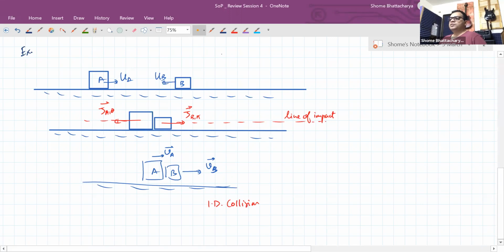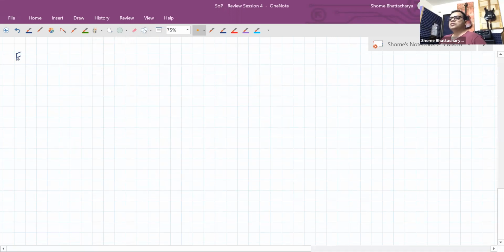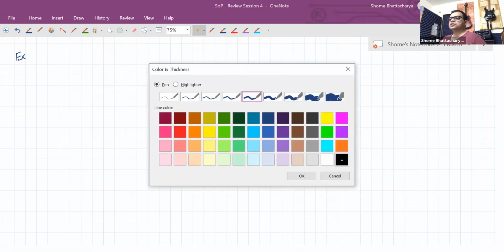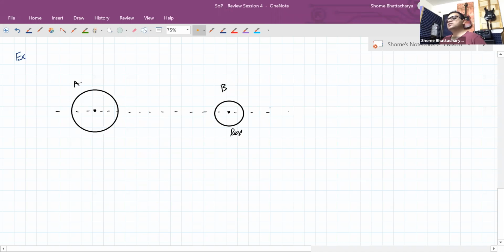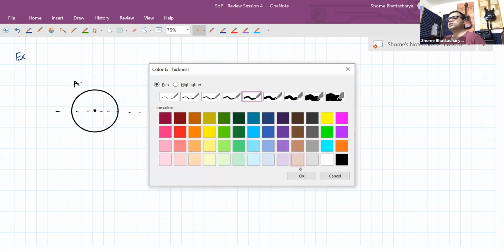Yet another example of a one-dimensional collision would be a situation where, now this example is going to serve us a couple of purposes, apart from just the fact that we'll see the condition for the collision to be one-dimensional. Now suppose we have two disks which are in a horizontal plane. So disk A and disk B. And these are their centers. Therefore, this is the line joining their centers.